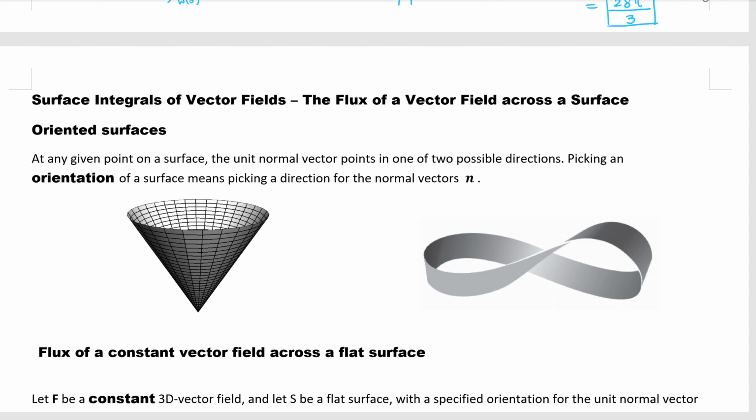Hi everyone, welcome back. So let's continue and talk about surface integrals of vector fields, the flux of a vector field across a surface. Do you still remember when we talked about R2? In R2, we have circulation and flux. What's circulation? Circulation, we also call it flow, or work done. We want to measure how much the vector field is going in the direction of C.